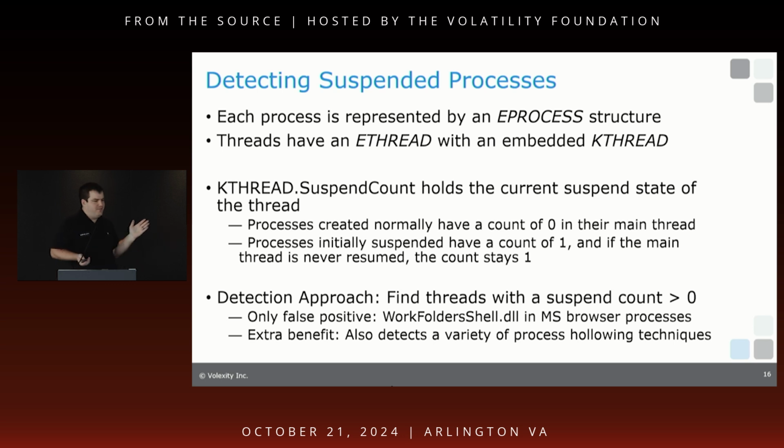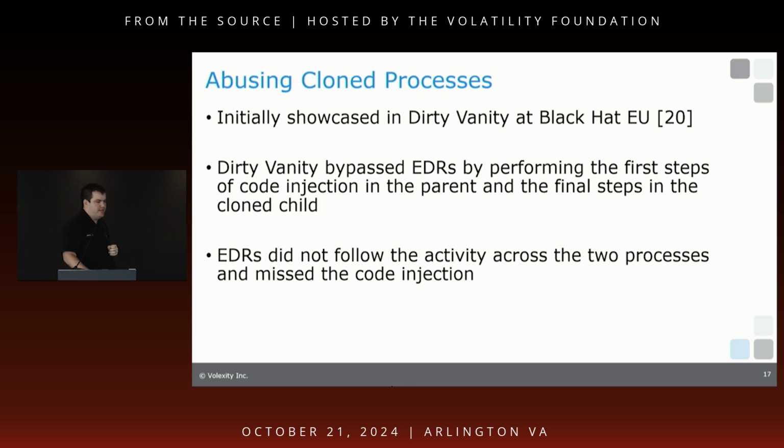So it was actually really helpful, because now we can detect process hollowing in even more ways than we had before. In Volatility 3, you have a plugin that does what I just said and prints out any processes that have suspended threads. This also led us into another interesting part of the research.